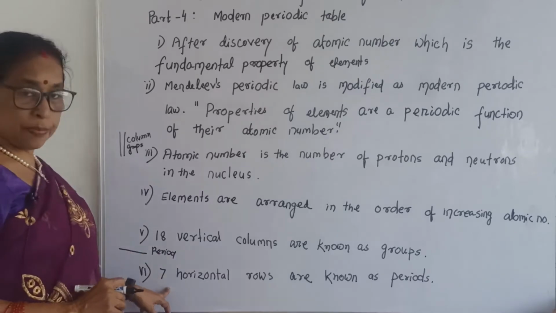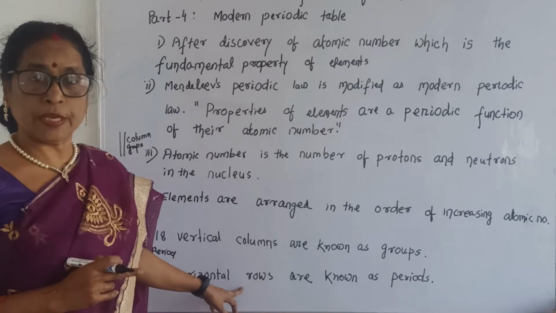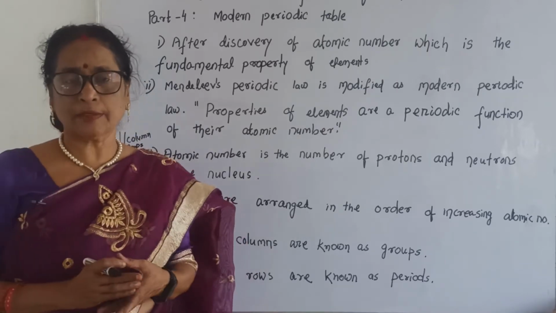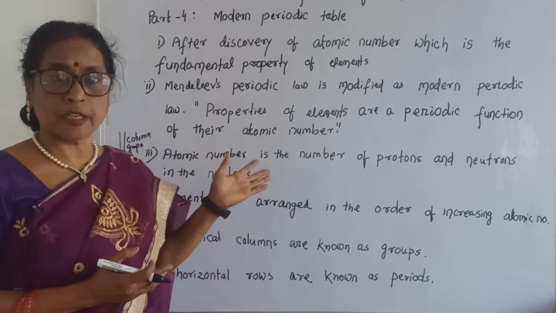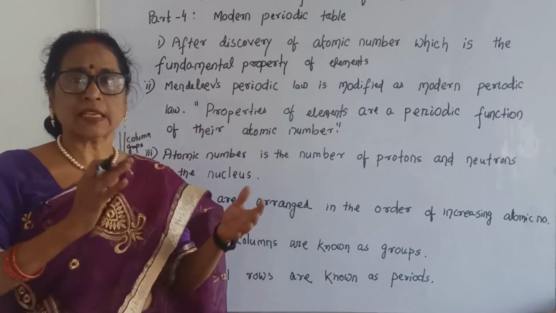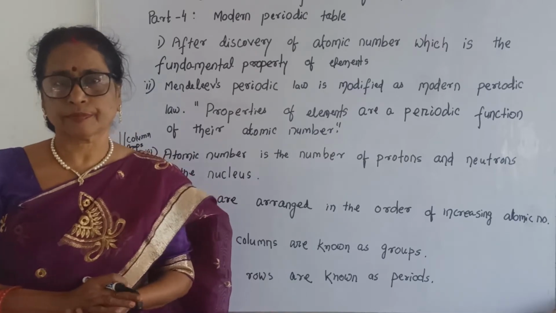And now how many periods? 7 horizontal rows, that is called periods. How many columns? 18 vertical columns, that is groups. Are you clear? What is the modern periodic law? That means properties of elements are a periodic function of their atomic number.